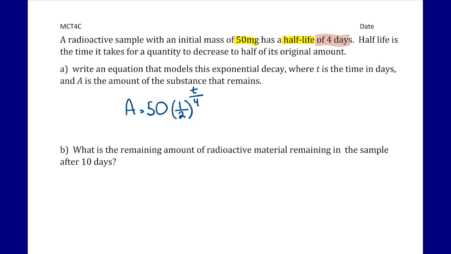So when we're dealing with half-life, our exponent should be a fraction. The denominator will be the length of the half-life. Right, so if we need to put that in here, length of half-life. Here we have our initial amount. And here it's a half for half-life.